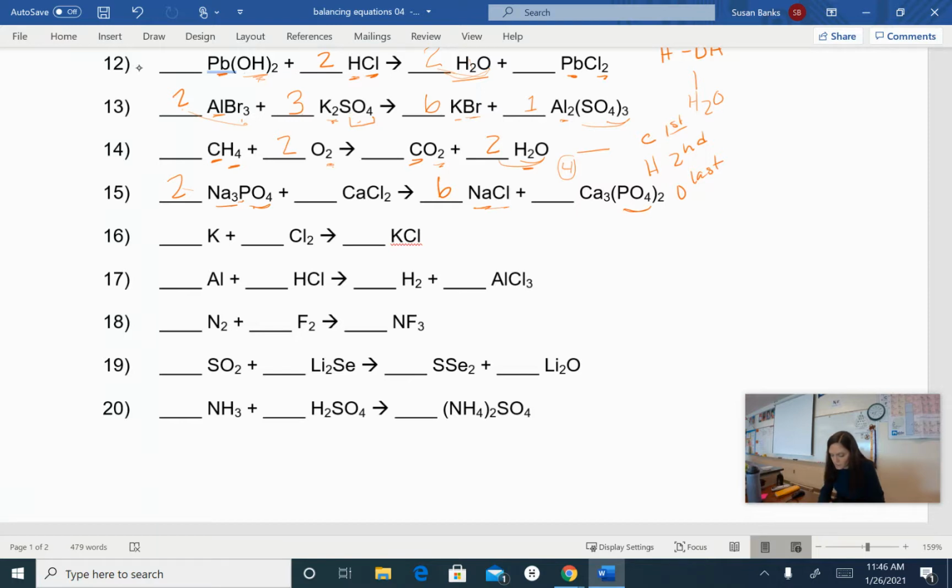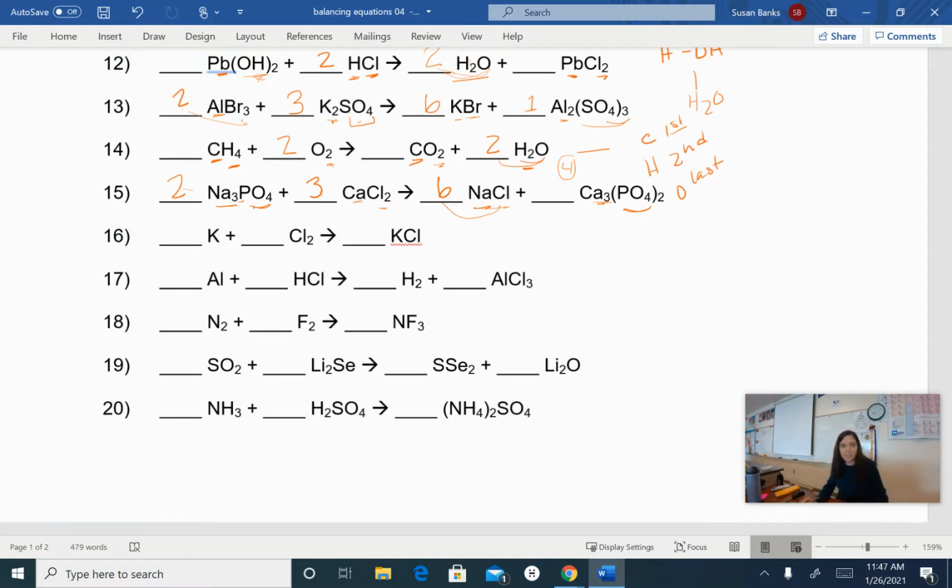Okay, so calcium. We've got 1 calcium here, and over here we've got 3. So I'm going to multiply that by 3. 3 times 2 gives me 6 chlorines. 6 times 1 gives me 6. Okay, how'd you do on that one?